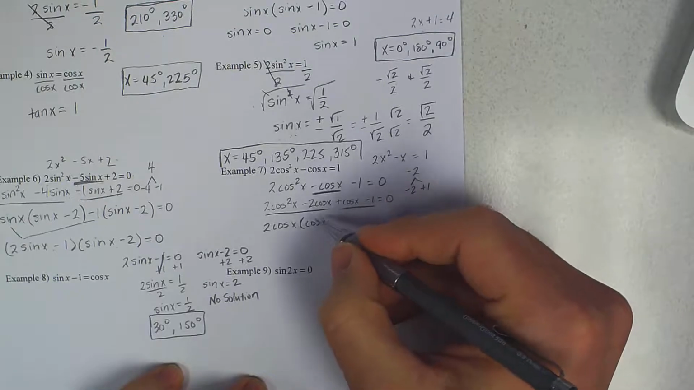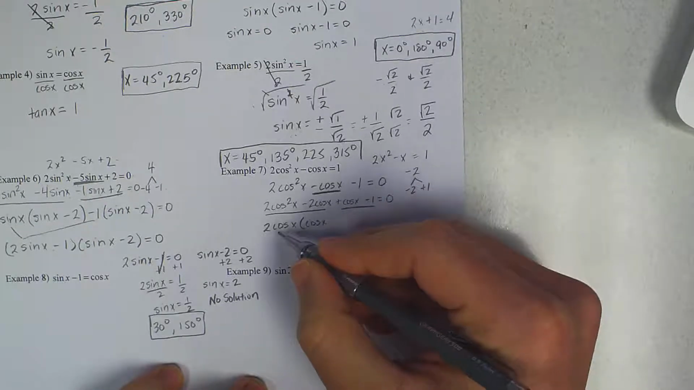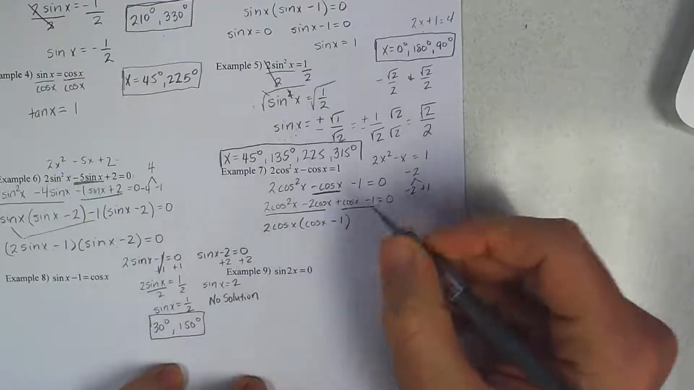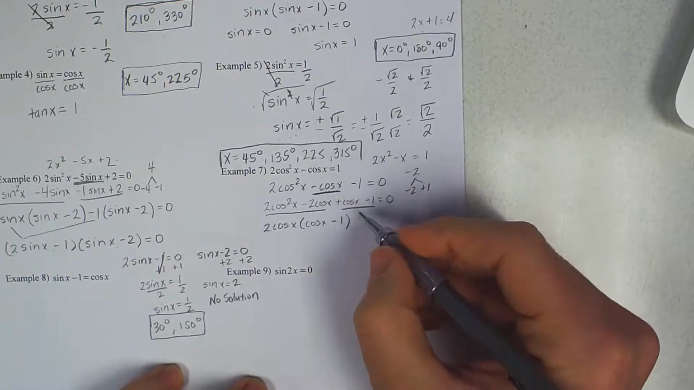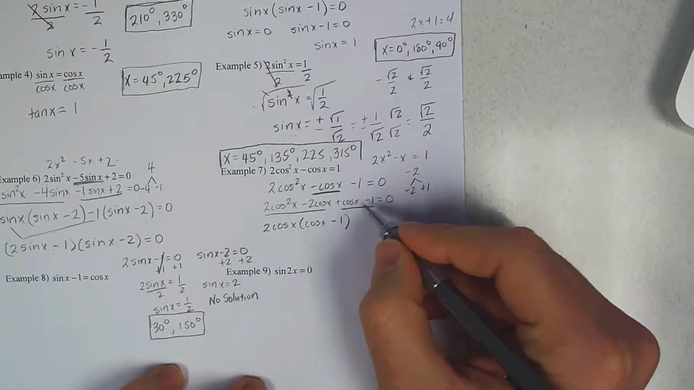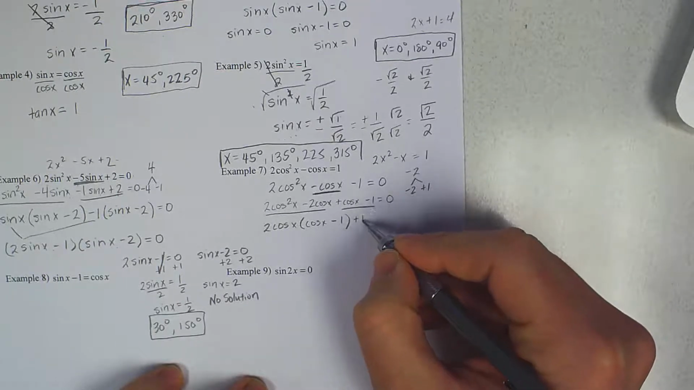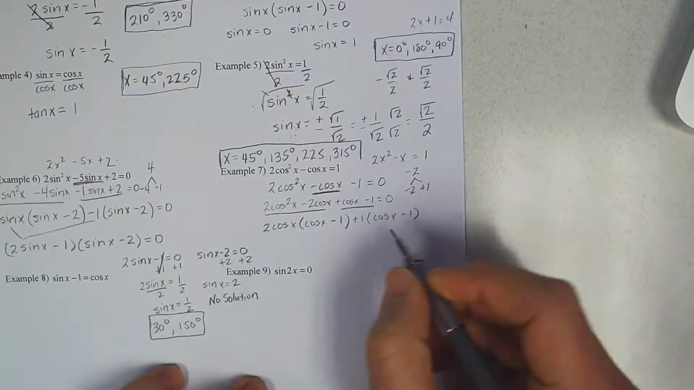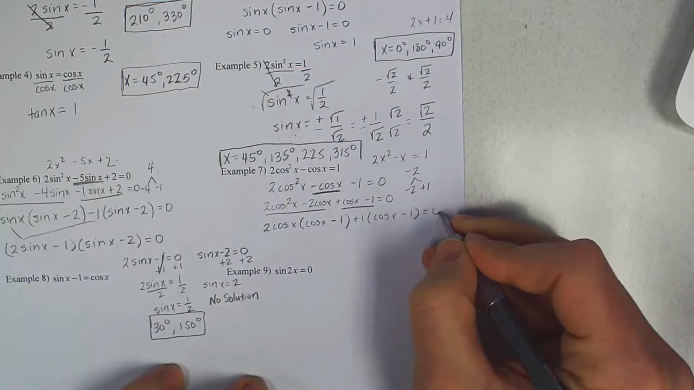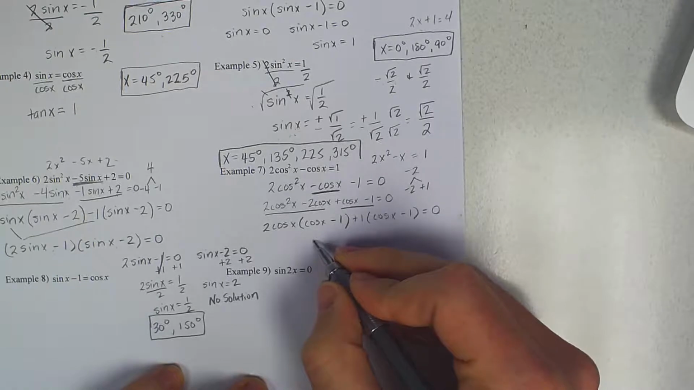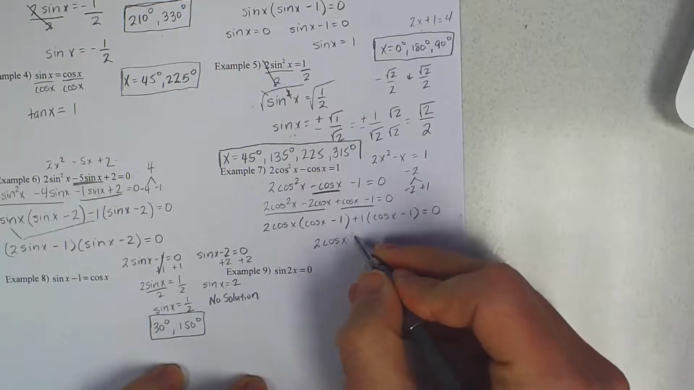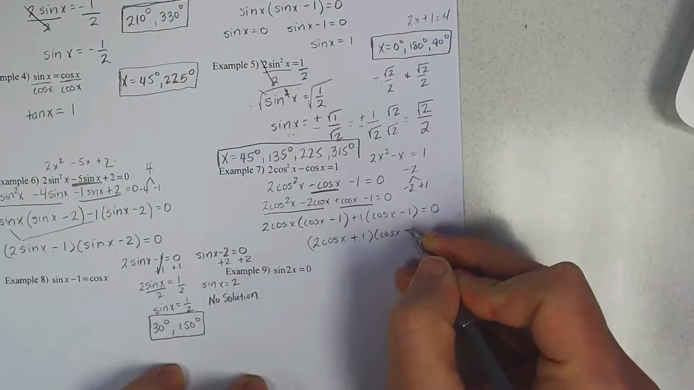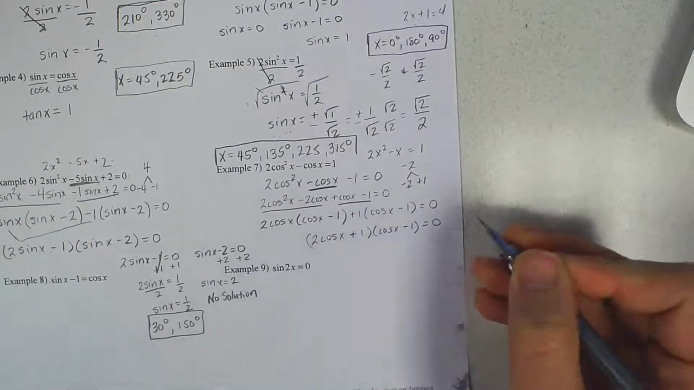And then what happens when I pull a 2 cosine x out of negative 2 cosine x? I'd be left with minus 1. Here I'm doing the same thing. There's nothing I can pull out. They don't have anything in common, so I pull out a plus 1. And then I'm going to be left with the same thing, cosine x minus 1. And that, of course, is equal to 0. I then bring everything together: 2 cosine x plus 1, and then cosine x minus 1 equals 0.